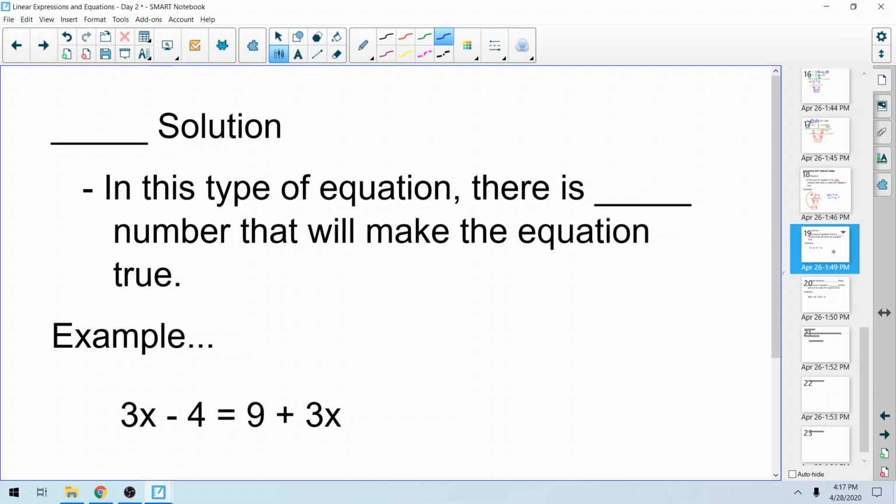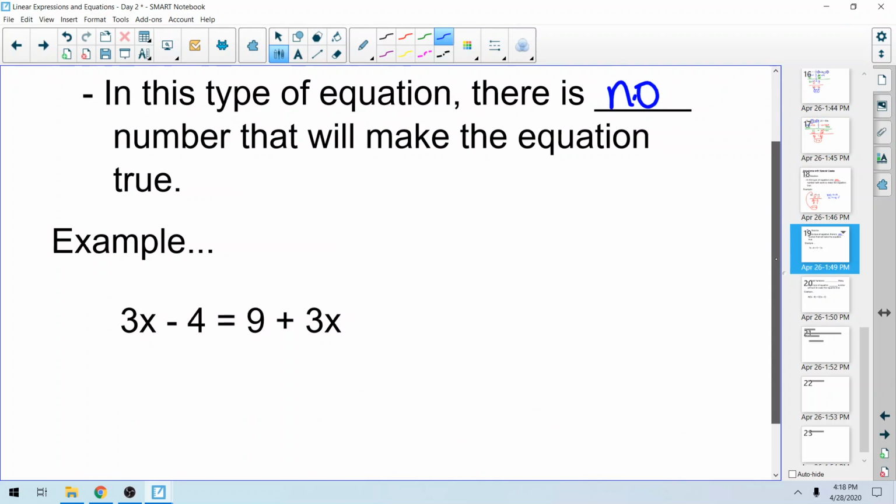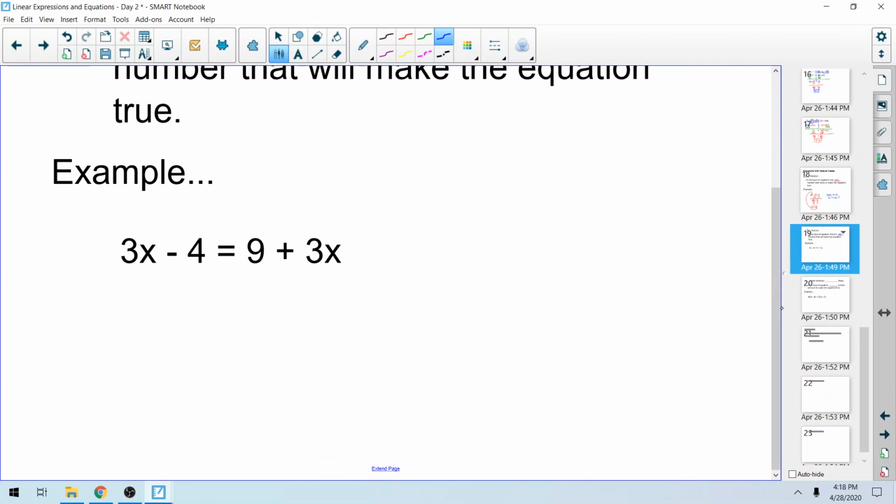Next special case, zero solutions. In this type of equation, there is no number that will make the equation true. So, for example, 3x minus 4 equals 9 plus 3x. Well, in this case, I have variables on both sides of the equation. So I would distribute first, can't do it. Combine like terms, can't do it. So I'm going to try to get all the variables on one side and all the numbers on the other. So I'm going to subtract 3x.